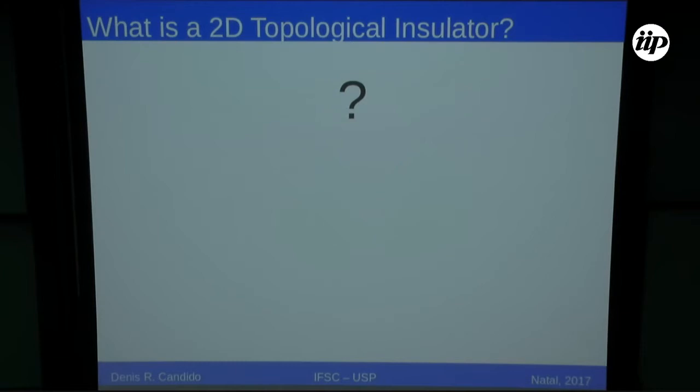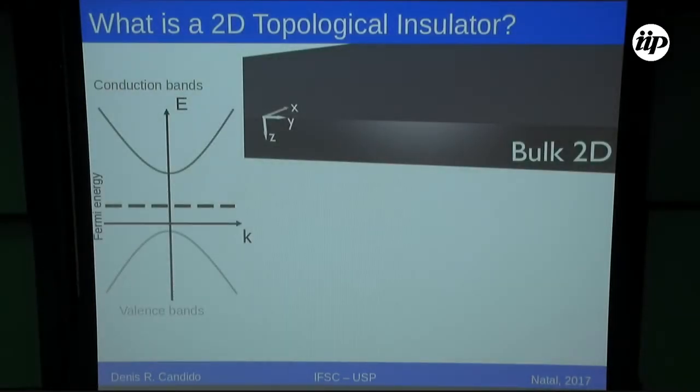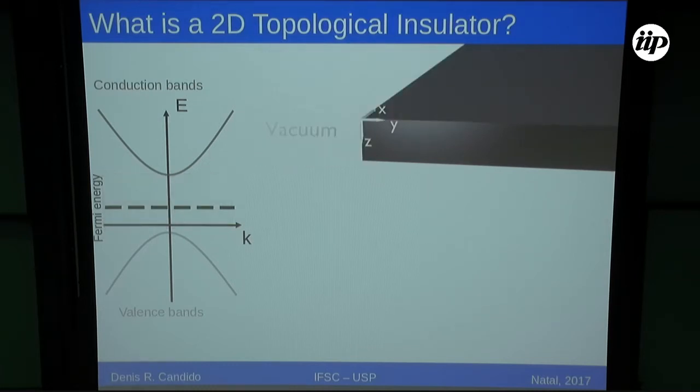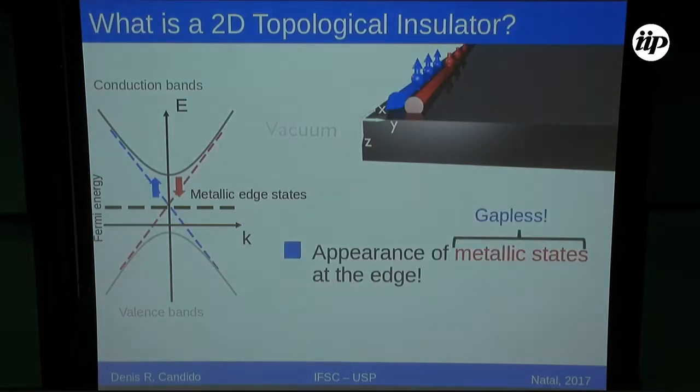So what is a topological insulator? Well, a topological insulator in two dimensions is an insulator in two dimensions, as the name already says. So it is a gapped system in 2D. However, topological insulators have the different property that when we make a confinement with vacuum, for instance, some metallic edge states will appear on the interface. So this is why we call them metallic edge states.